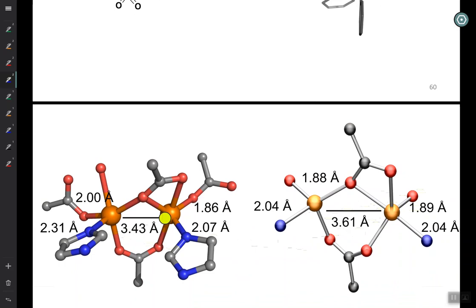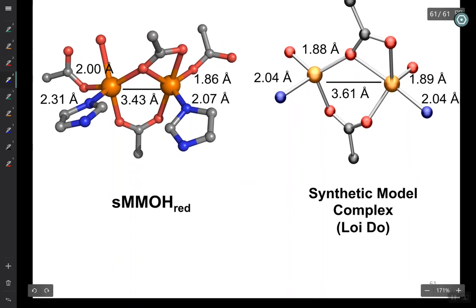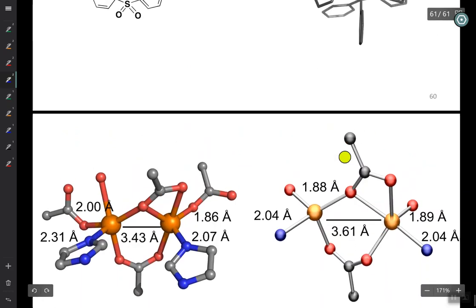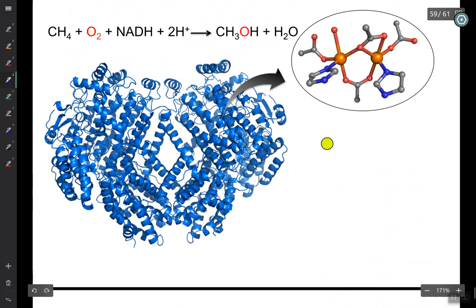The iron-iron distance in the protein is 3.43 angstroms. In the synthetic complex it is 3.61, so it's a little bit further away. However, I think this is still an important synthetic achievement, because at least we can mimic the structure, and perhaps we can tune and modify this complex to achieve function. So this is where I stopped in my PhD. I didn't have enough time to continue and to modify the system. But so far, we as well as other research groups have not been able to reproduce this reaction yet.